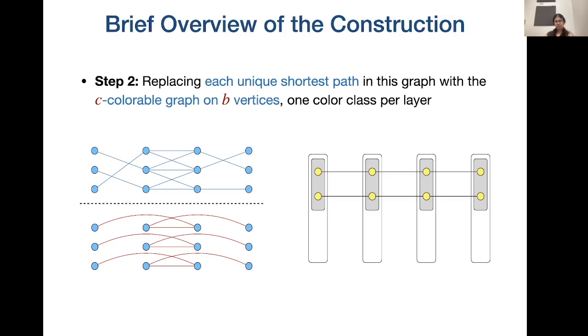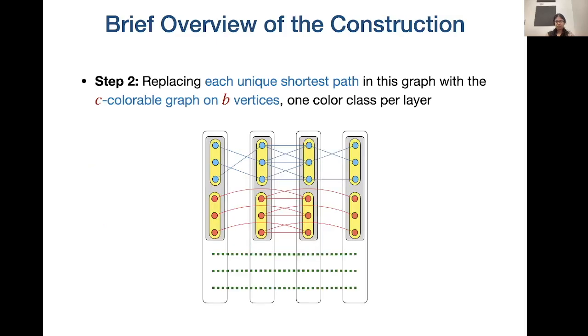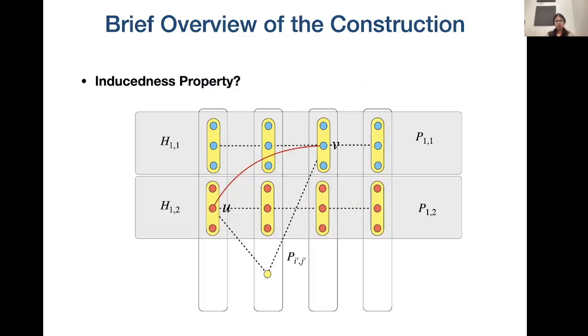The next step in the construction is to replace each unique shortest path in this graph by the C colorable graph that we want to embed on b vertices, and we're going to keep one color class per layer. On the left, we have the graphs that we want to embed inside this base graph. After embedding, we're going to get something that looks like this. Here, we won't have any corruption between these instances because any edge which crosses these instances can be traced back to a path in the original graph, and such paths do not exist by construction.